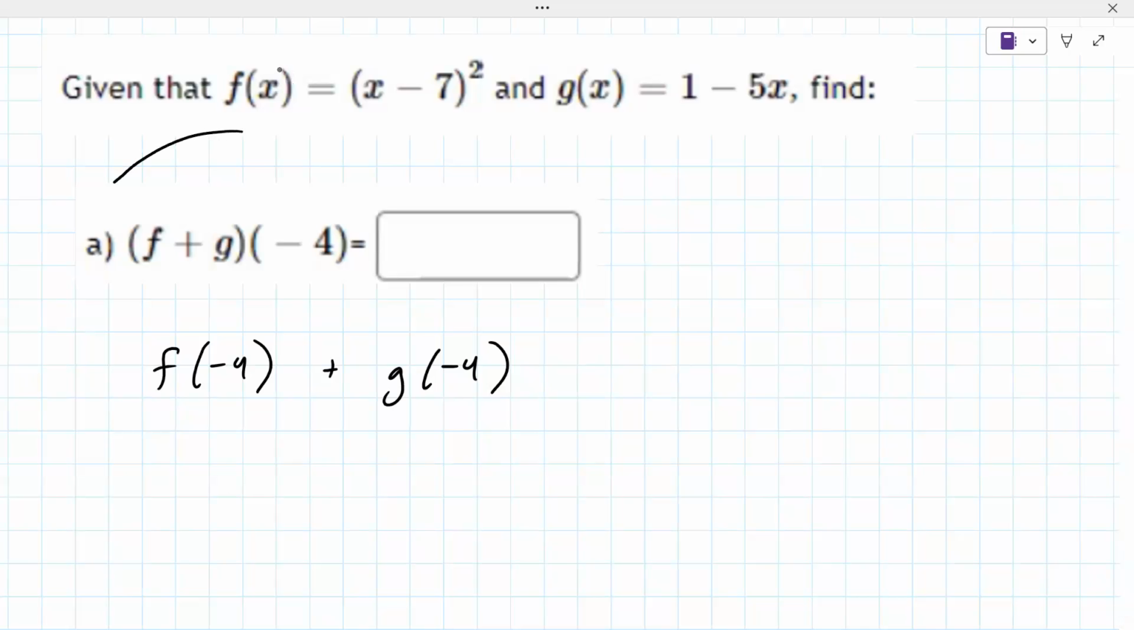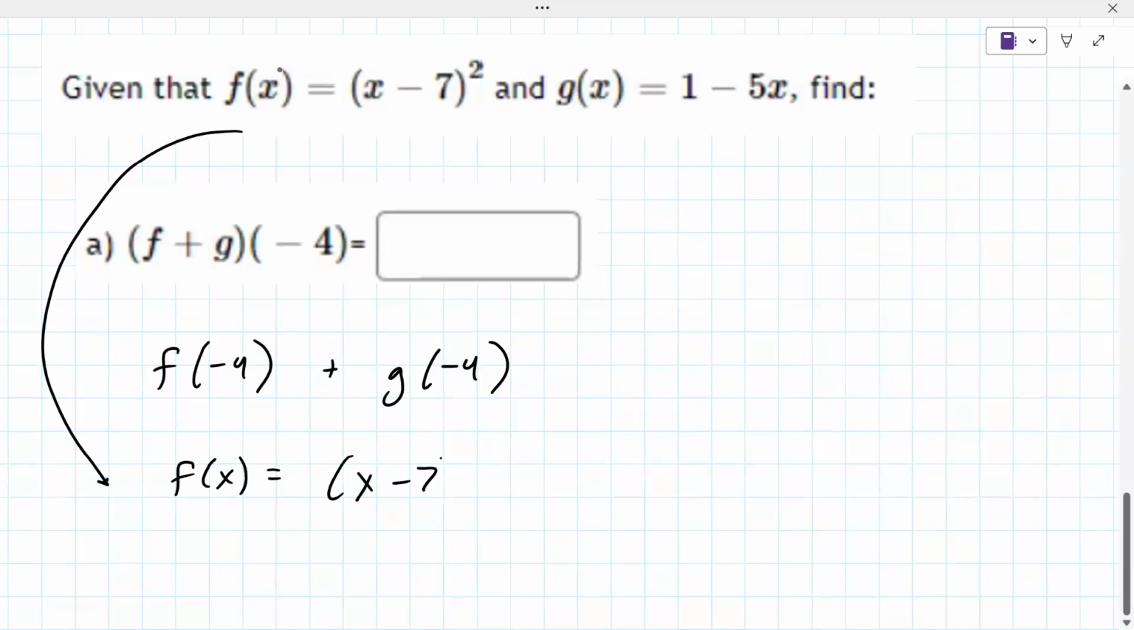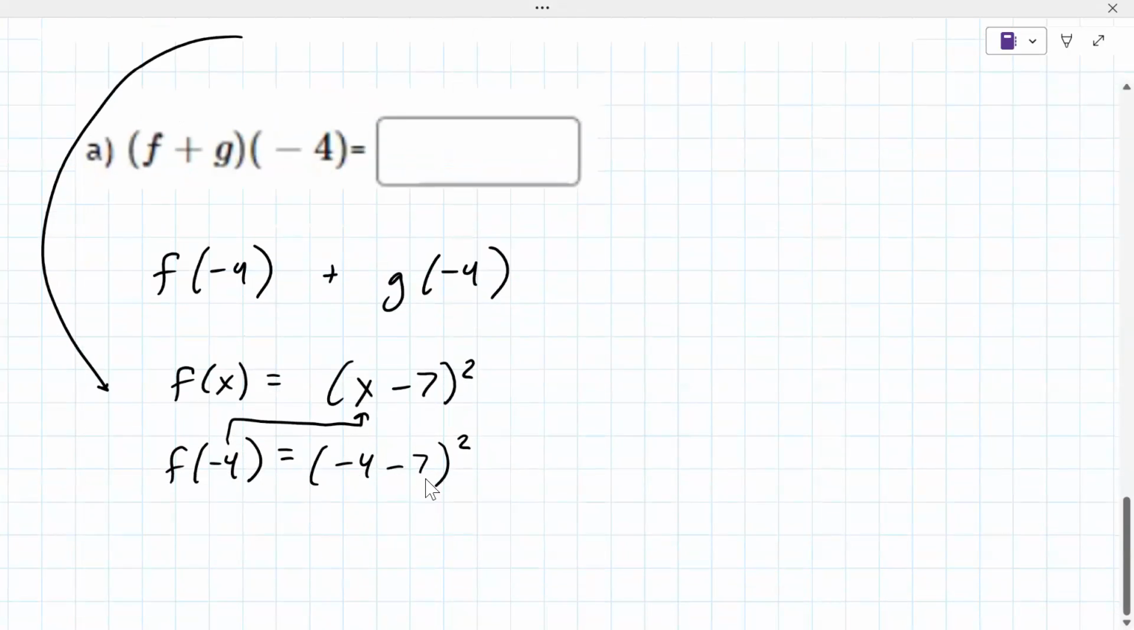So let's start with f of x. f of x is parentheses x minus 7 squared. f of negative 4 means to put negative 4 in for x. So it's negative 4 minus 7 squared. It's really important that you don't try to do too much in any one step. Later on you can, but just slow and steady here. Put this in your calculator exactly the way it's written and you will get the correct answer.